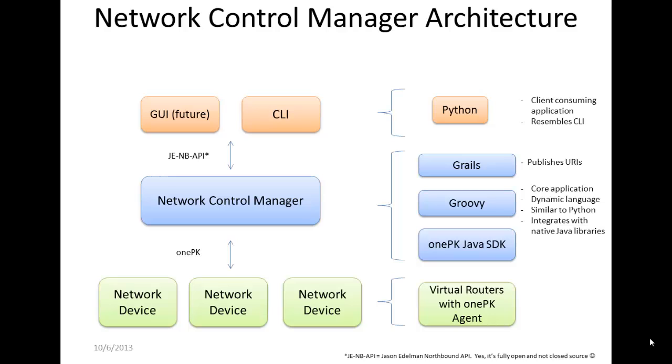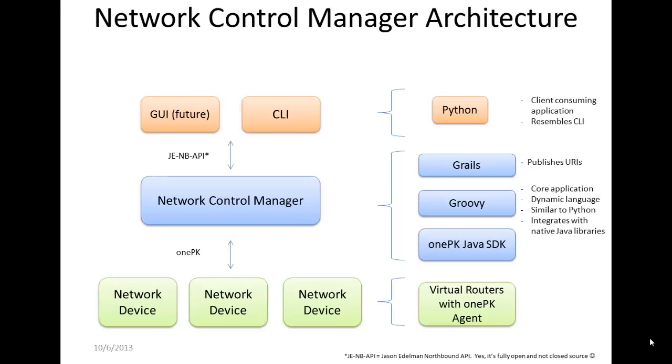So if we take a step back and look at the blue centerpiece as an SDN controller, we hear a lot about APIs. In this case, the southbound API is onePK. So from the controller, southbound, we're leveraging onePK to communicate to the network devices, and northbound of the controller, we're communicating with consuming applications or control programs that are going to provide a certain function to the network. And right now, what I'll be showing is the CLI application, written in Python, leveraging the northbound APIs published from the Network Control Manager.